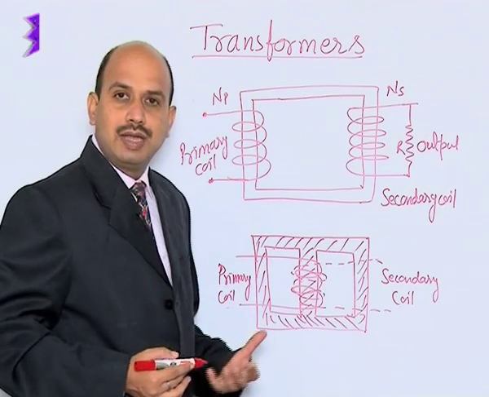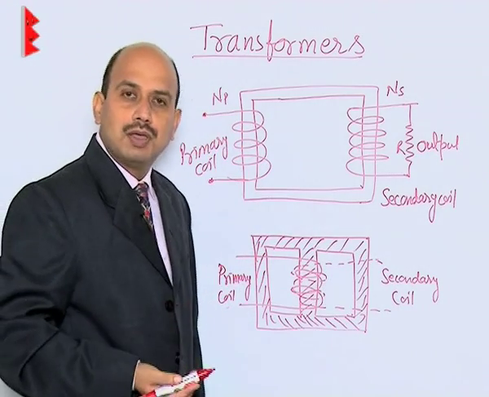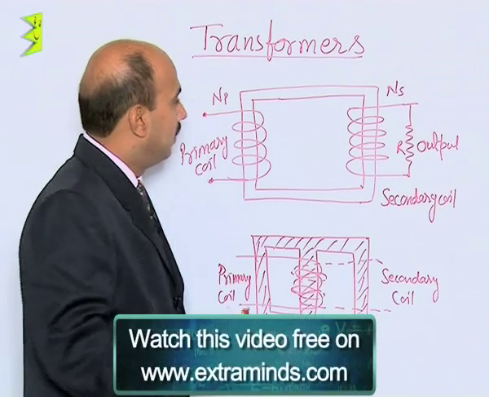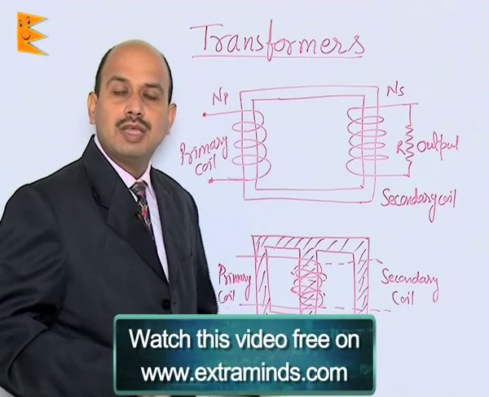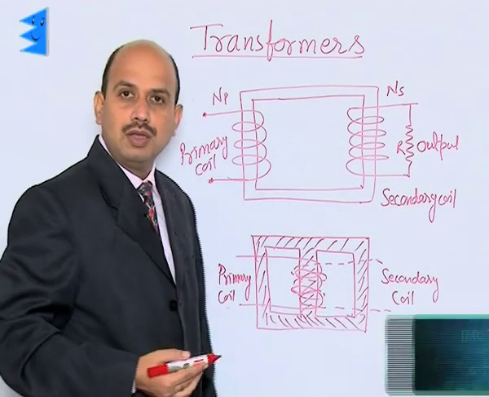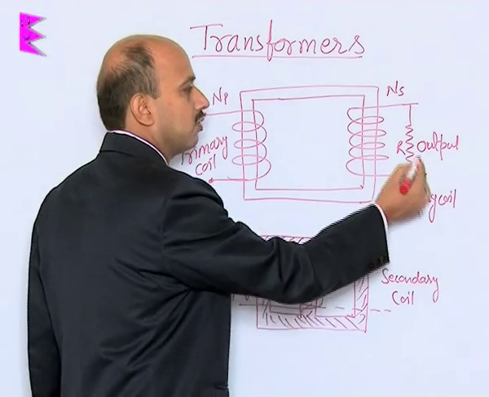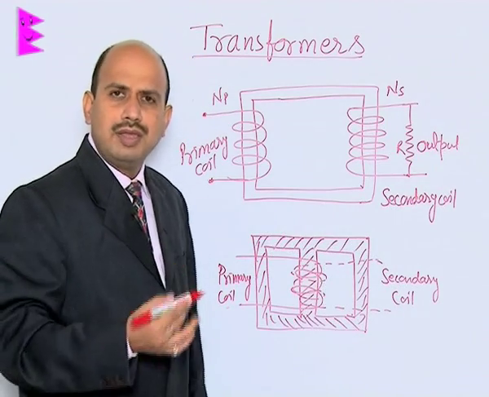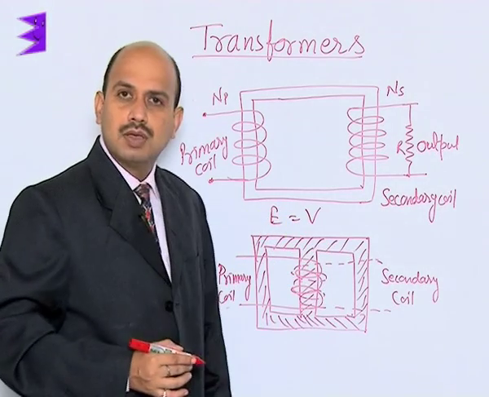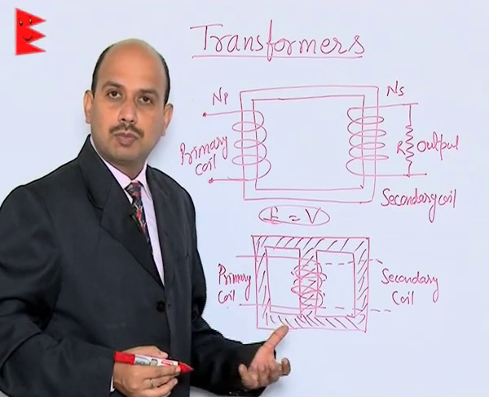Now in mutual induction, when you apply the primary voltage, electromagnetic induction takes place, that means EMF is induced, and the induced EMF opposes the increase or decrease of the current. As a result, EMF is induced in the secondary coil, and this EMF we can take outside across this as output. Here, EMF is equal to voltage. If it were not so, the current would be infinite in the primary coil, which is not possible.